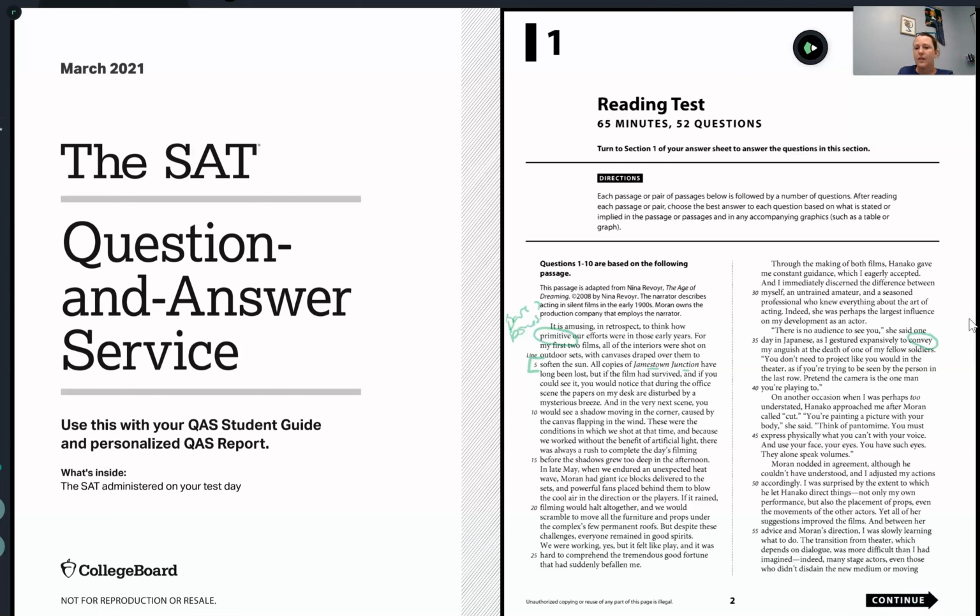All copies of this movie that we're talking about, Jamestown Junction, have been lost, so there's no copies of this film. But if the film had survived and you could see it, you would notice that during the office scene, the papers on my desk are disturbed by a mysterious breeze, which shouldn't necessarily happen inside. So maybe we're referencing this specific movie as an example of these primitive efforts.